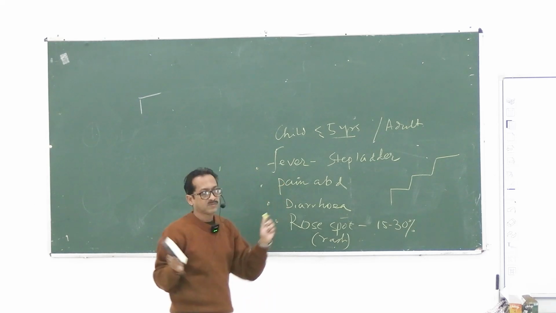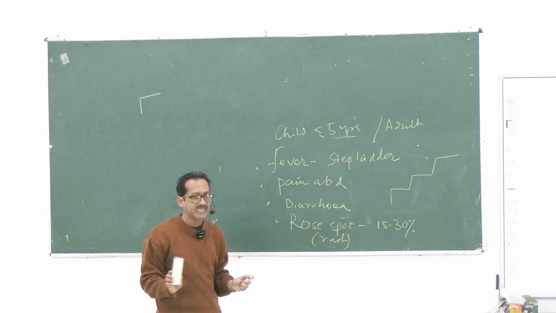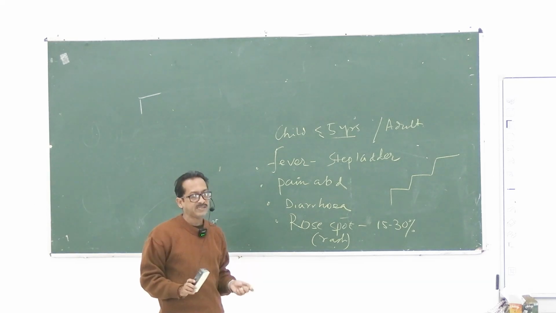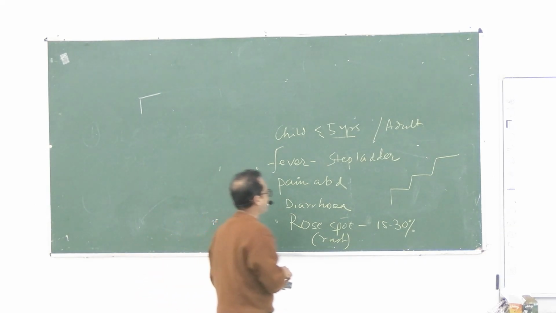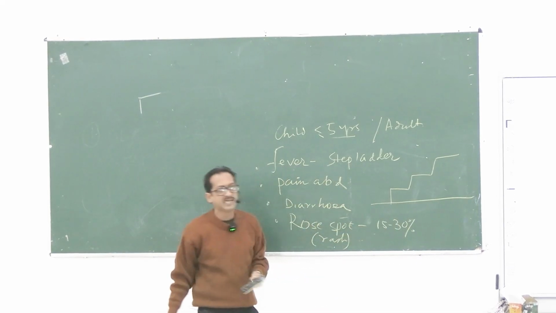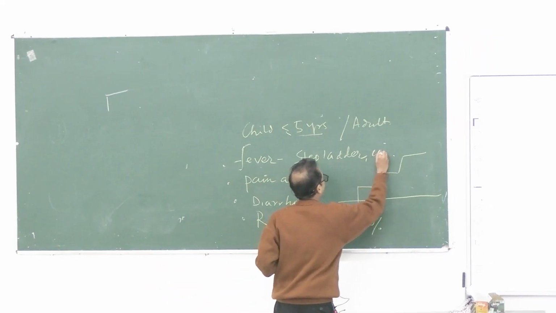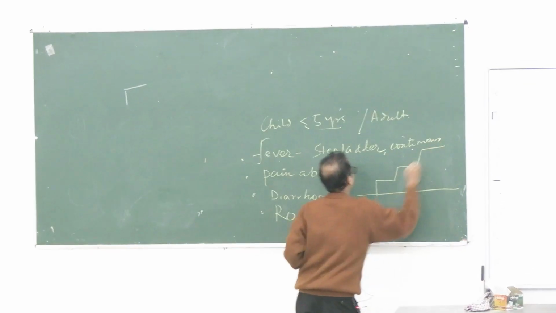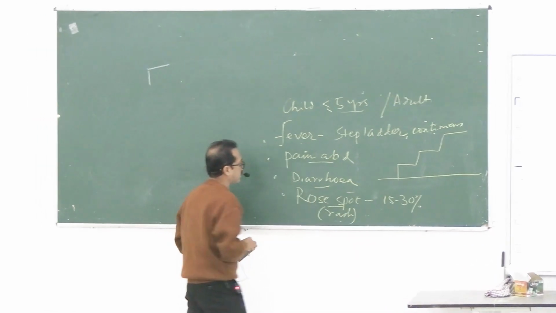So, children below 5 years, or it may be adult, or it can occur at any age. Fever will be step ladder pattern, that is typical of typhoid, and it is not touching the baseline. So it is a continuous type of fever. Continuous fever. Pain abdomen, diarrhea, rose spot.